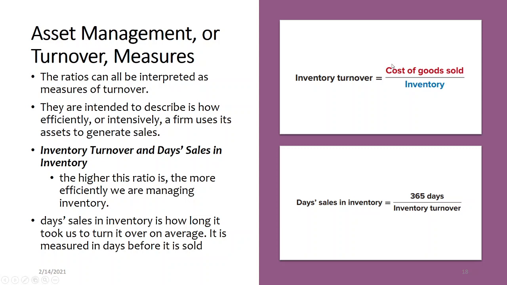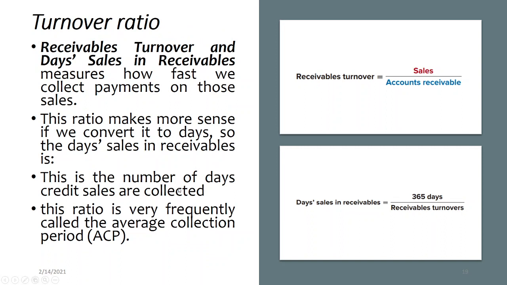Inventory turnover is cost of goods sold divided by inventory. Days' sales in inventory is 365 divided by this. The higher the ratio, the more efficient. Then the second one is the receivable turnover. It's sales over accounts receivable, and what we call the average collection period, which is days' sales in receivables, is 365 days divided by the turnover.